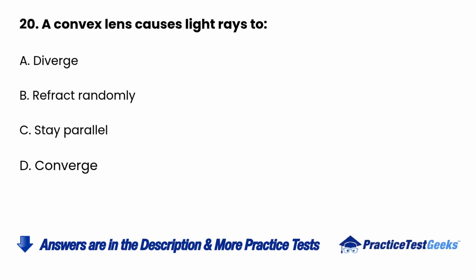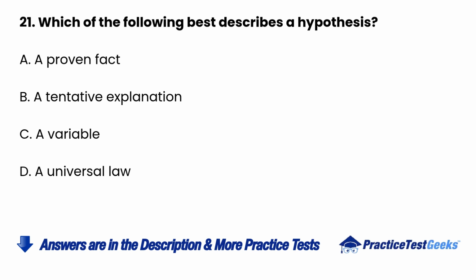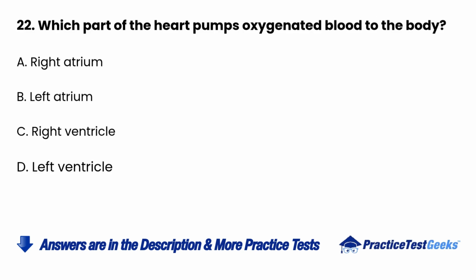Diverge. B. Refract randomly. C. Stay parallel. D. Converge. 21. Which of the following best describes a hypothesis? A. A proven fact. B. A tentative explanation. C. A variable. D. A universal law.